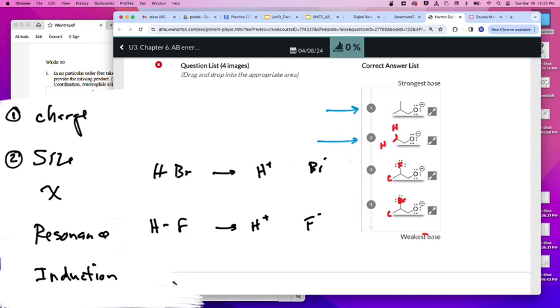Which one is bigger, bromide or fluoride? Bromide. Bromide, which means which one's more stable? Bromide or fluoride? Bromide. If bromide's more stable, which acid is the stronger acid?